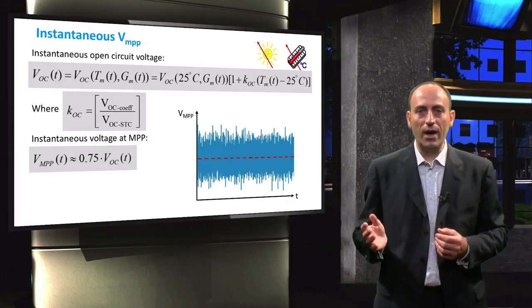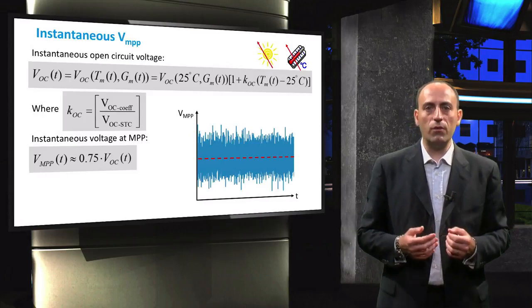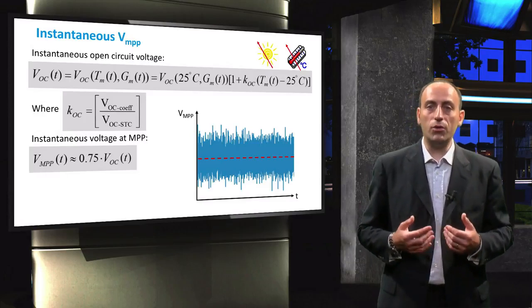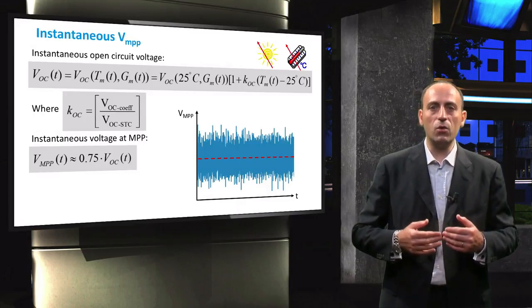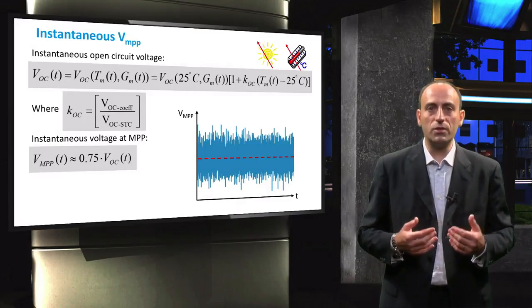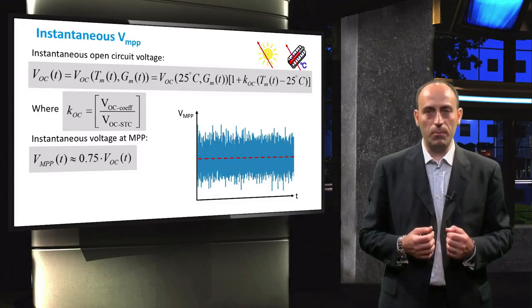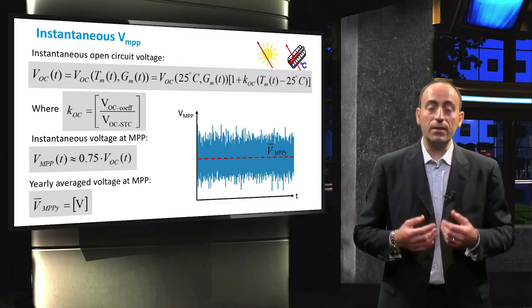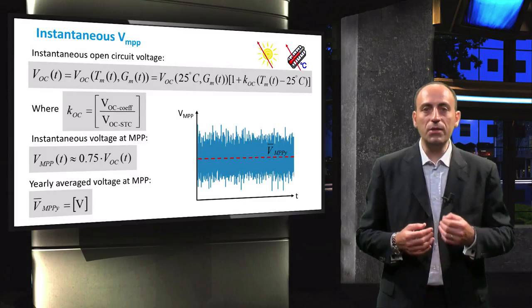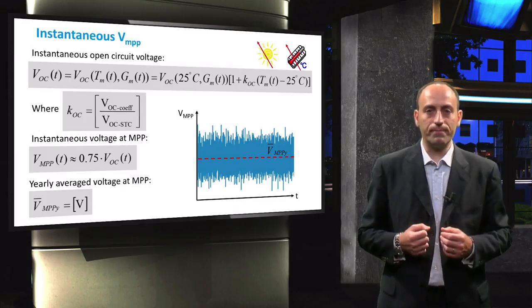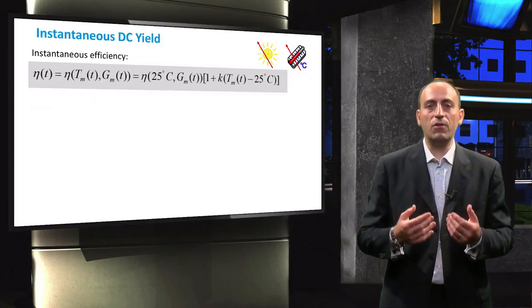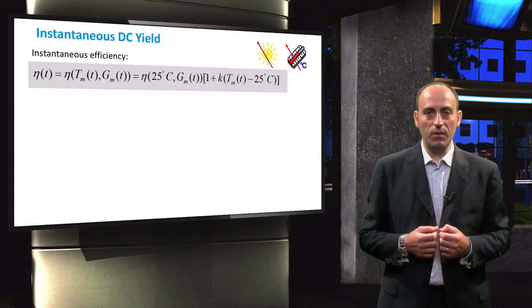The figure on the right shows the variation of the calculated VMPP over time. Note that the peaks and valleys seen here are caused by the fluctuations in irradiance and temperature in the PV module. From the instantaneous VMPP, we can determine an average over the chosen time period. We can now finally determine the DC electricity yield of the PV module.